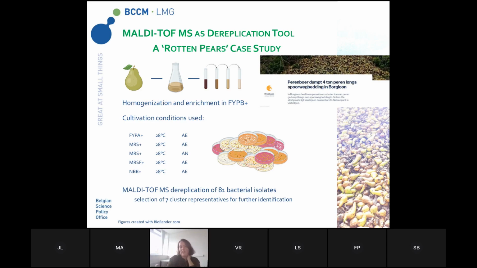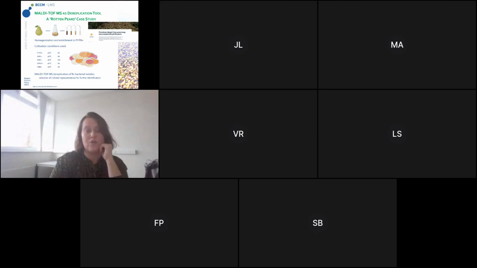This is actually a pre-study that we have done because after New Year, a thesis student will work here to really go for the broad scale culturomics on those pears and on those flowers.